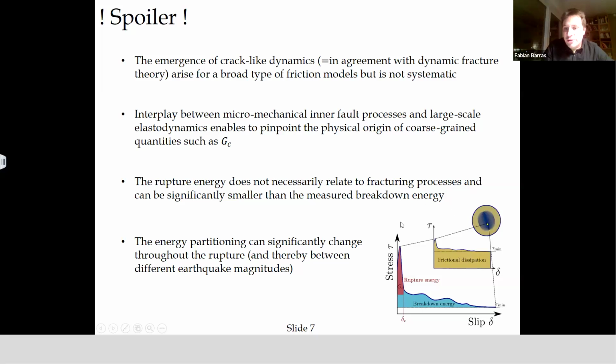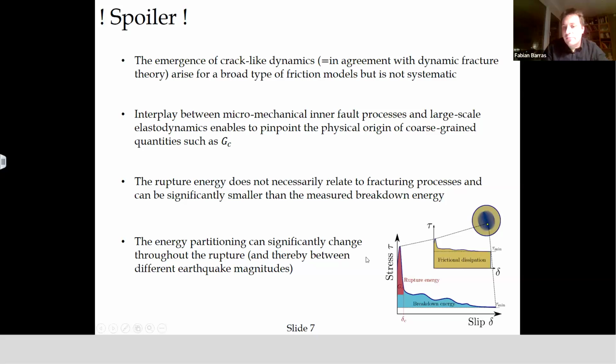Something quite interesting in this discussion of the budget of this frictional rupture is that the rupture energy, meaning the energy that drives the propagation of the rupture, does not necessarily relate to a fracturing process. For instance, we will see a case where the process behind rupture energy is strain localization. So the interface completely loses its strength because the region that bears the shear stress is suddenly reduced. That's what causes the failure of the propagation of this rupture. So it can be completely decorrelated from any fracturing process per se. And it can also be significantly smaller than the measured breakdown energy.